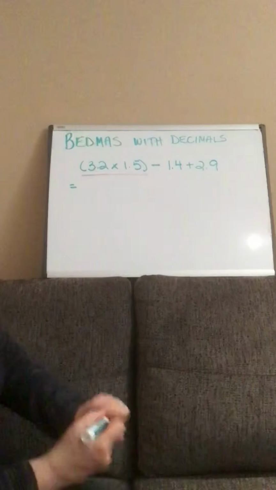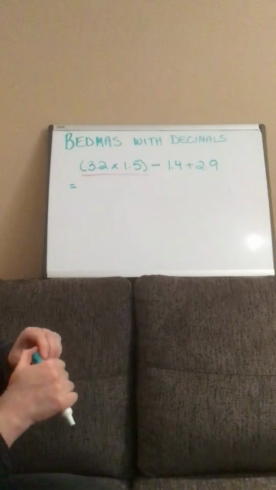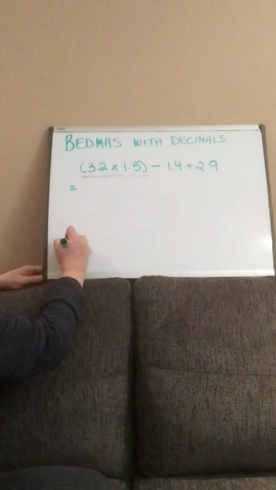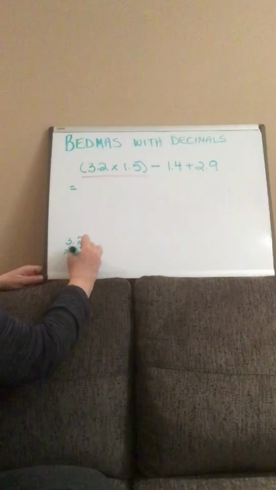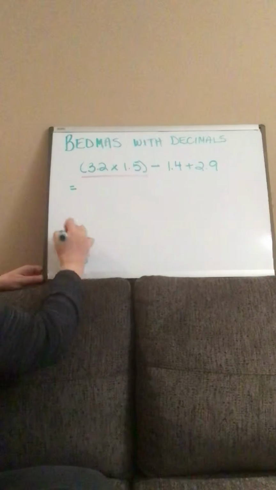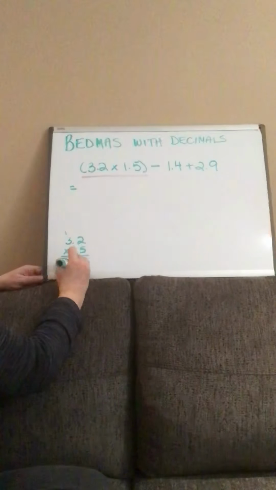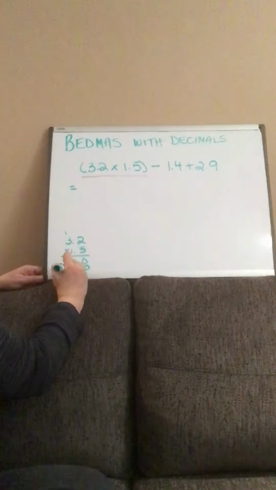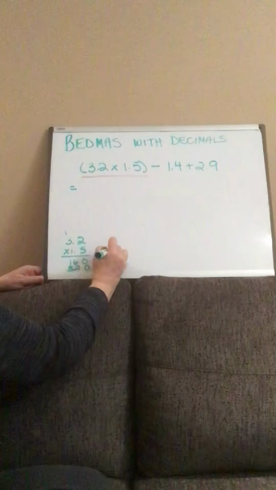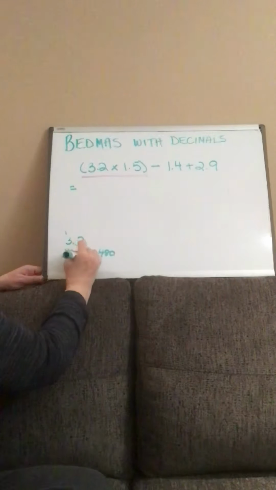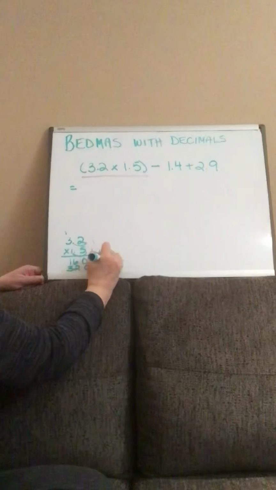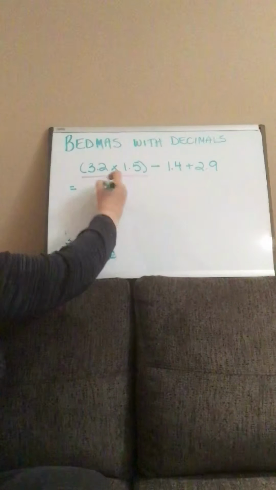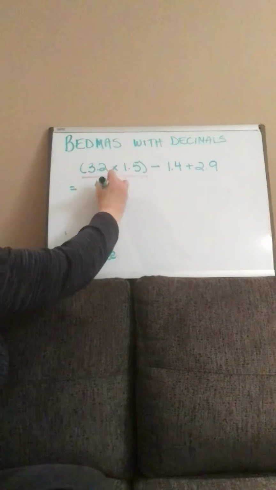Now, you're free at this point to use your calculator if you're doing it step by step. I don't have my calculator handy, so I'm just going to do 3.2 times 1.5. 5 times 2 is 10, carry the 1. 15 plus 1 is 16. Hold my place. 1 times 2 is 2. 1 times 3 is 3. So I get 480, and then I have 1, 2 decimal places, 1, 2 decimal places. So 3.2 times 1.5 is 4.8.